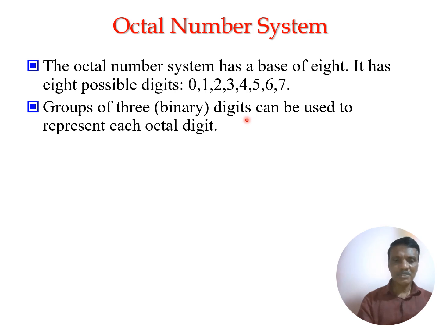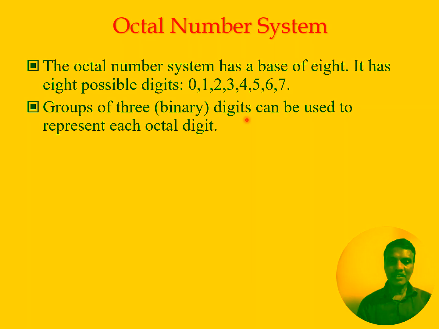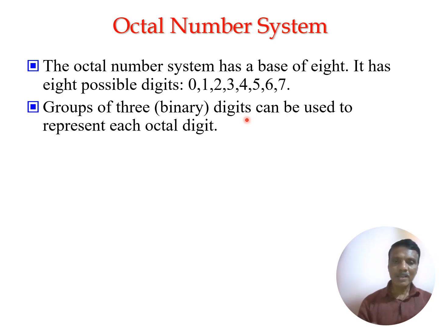So the octal number system is a group of 3 binary numbers. When we represent it in binary, we have to mention 3 bits, that is, 3 binary bits, for each digit or each number.